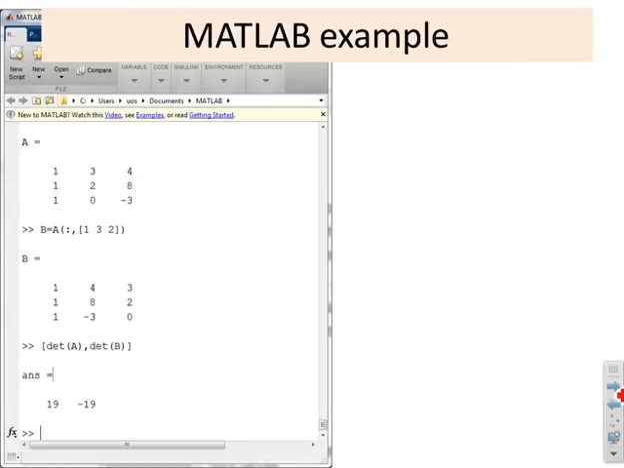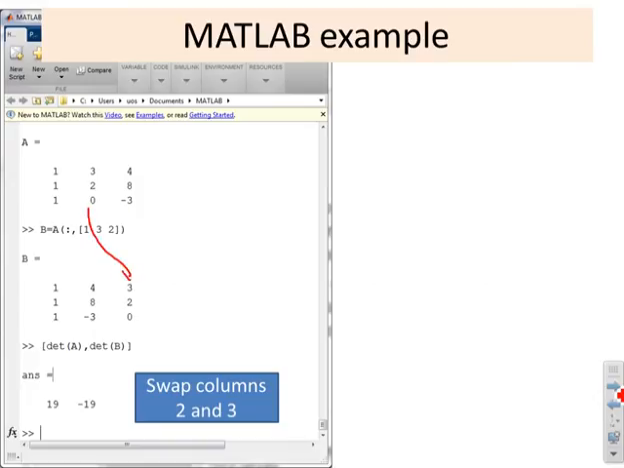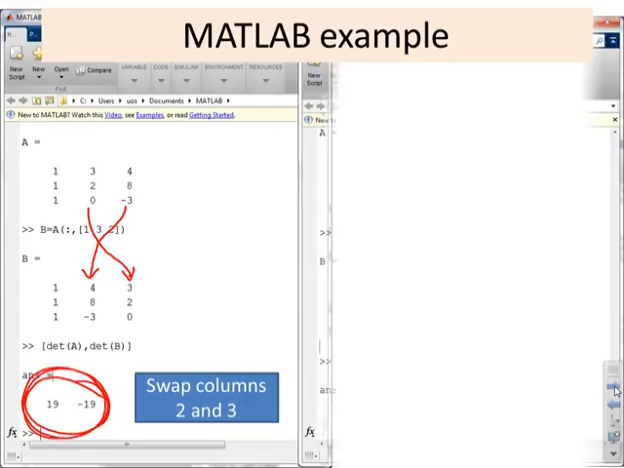Some examples then. If you look at A and B, you'll notice I've simply swapped columns 2 and 3. So that column's gone there and that column's gone there. So I've swapped two columns, and what do you notice about the corresponding determinants? They're the negative one of the other.